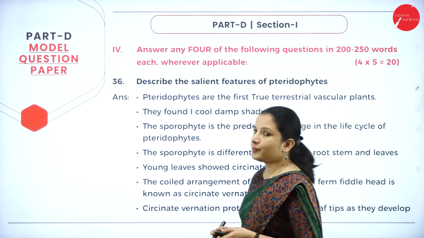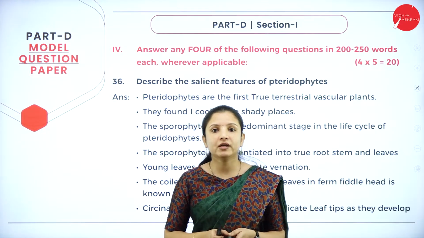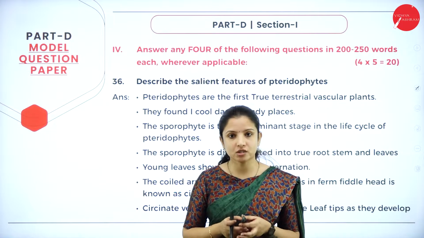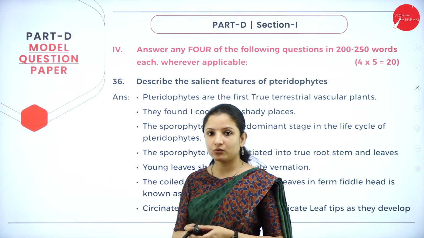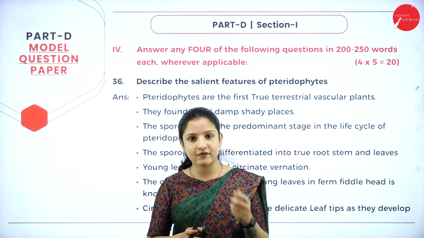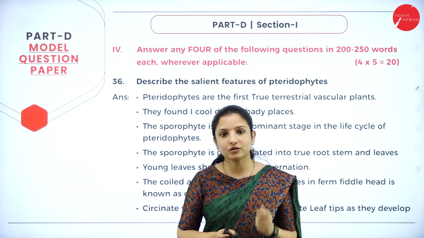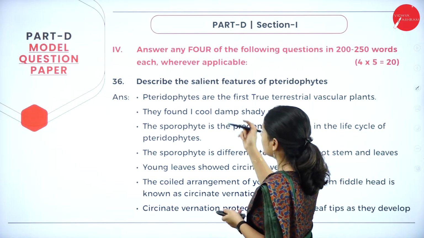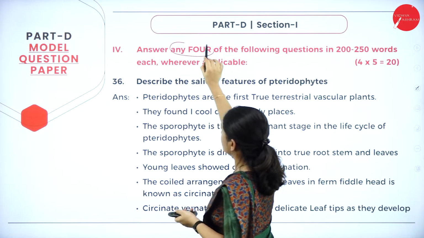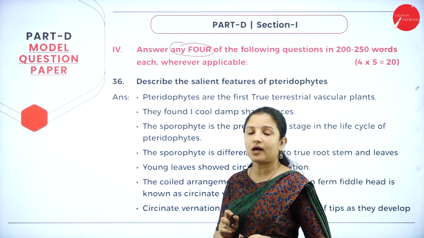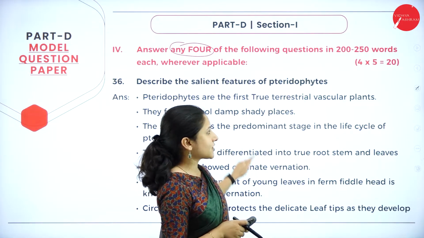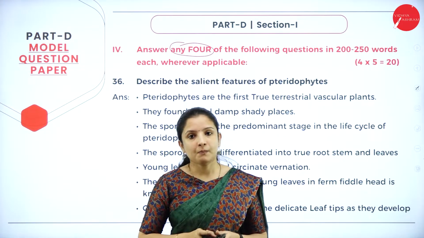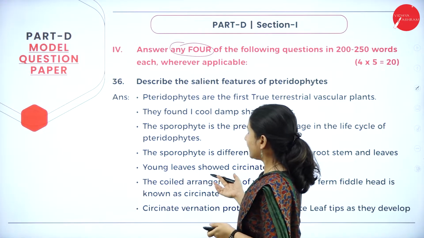Next, moving on to part D. So in part D, we have section 1 and section 2. Section 1 carries 5 marks and section 2 also carries 5 marks. So here in section 1, they'll give you 8 questions. Out of the 8, you need to answer any 4. And this section is for 20 marks. So moving on to the first question.